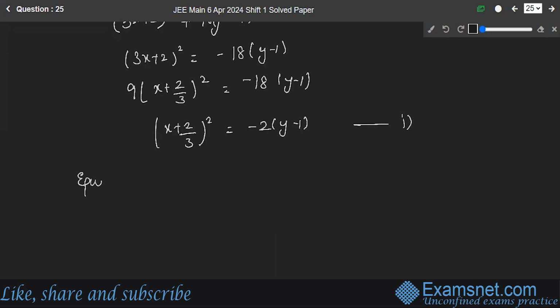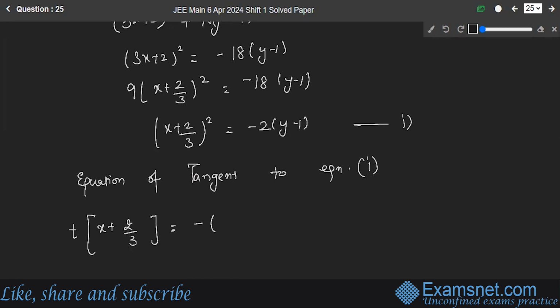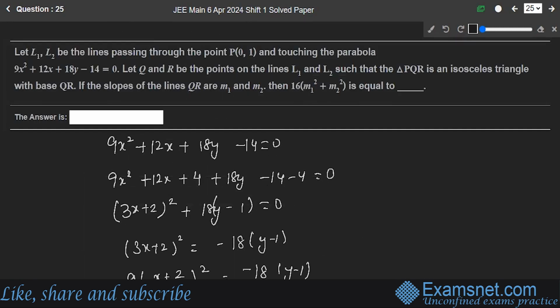Now, equation of tangent to equation 1, this will be given by t into (x plus 2 by 3) is equal to minus half t square. Now, you are given in the question that it passes through the point 0 and 1.